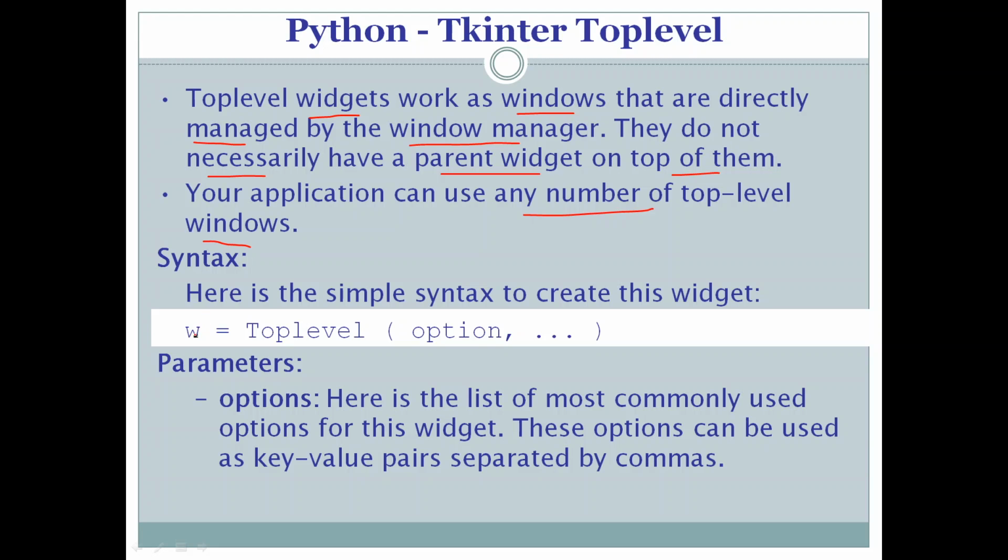So how to create it? Simple. The same method, the class Toplevel, and the parameters change here. As there is no parent for Toplevel, there is no need to have a parameter master here. So directly we can have any number of options. There is no parameter master, so we have only options. Okay, let us go through a simple example.